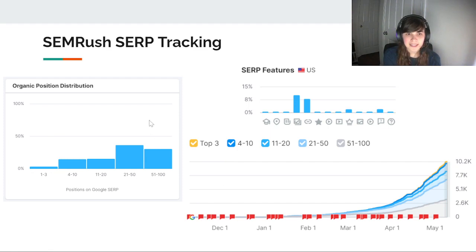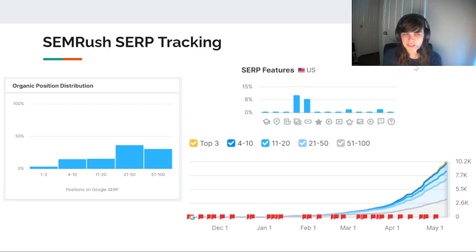Most of my keywords are ranking in this 21 to 50%, but we're starting to see that some of them are kind of creeping in towards the front, which is obviously what we're looking for. Again, this takes into account all keywords, not necessarily keywords I'm targeting.